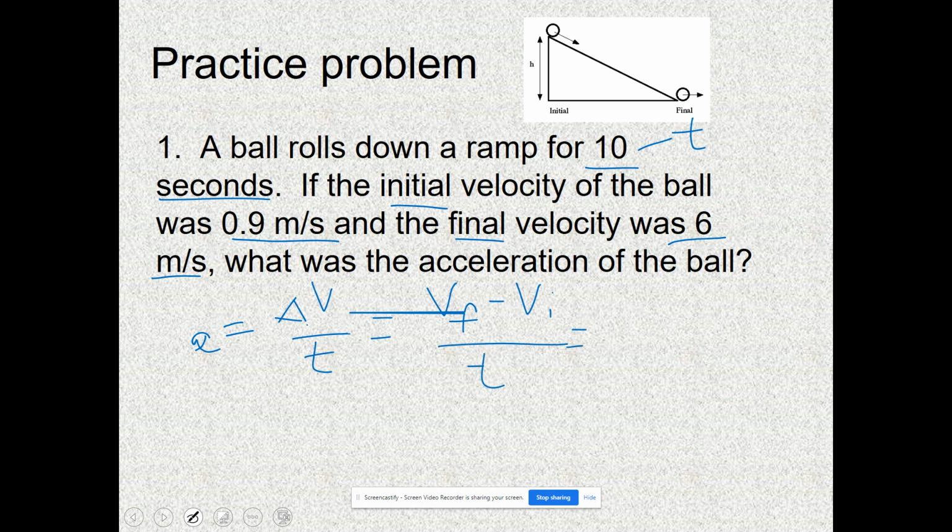So what I'm going to have here is the final velocity, which is 6, minus the initial velocity, which is 0.9, over time, which is 10. And notice that these are meters and these are seconds down here. Velocity is meters per second. So my units are going to be meters per second squared. That's what's going to happen. And I end up with 0.51. Make sure you try these on your calculator so that you can make sure that you could do these as well.